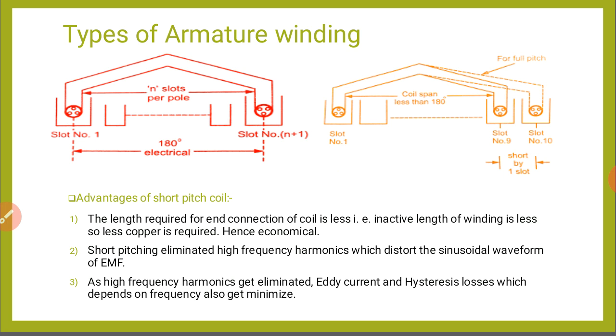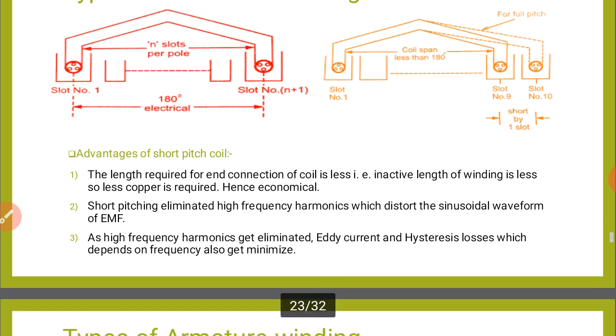The second is that short pitching eliminates the high frequency harmonics which distort the sinusoidal waveform of EMF. So it eliminates the harmonics also. And third, as the high frequency harmonics get eliminated, the waveform will be highly sinusoidal, then eddy current and hysteresis loss, which depend on the frequency, will also get minimized. So these are the three advantages of short pitching.